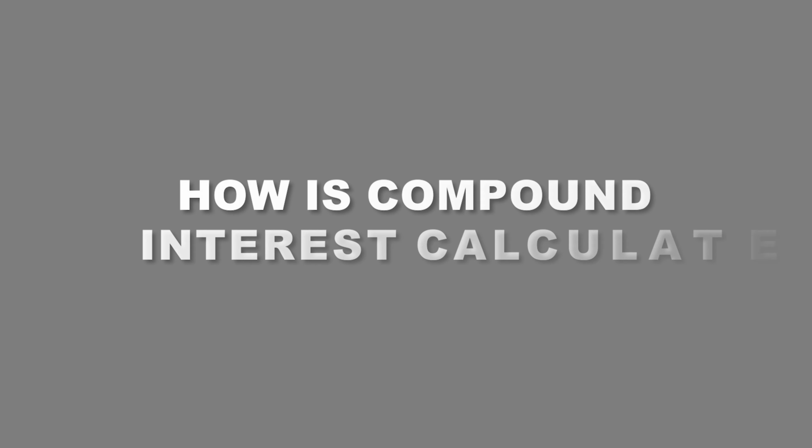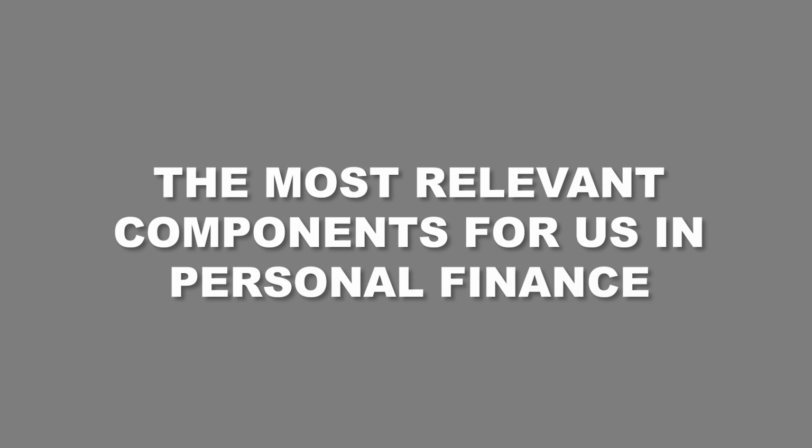That is why in this video we're going to take a closer look at it. We'll start with what compound interest is, how it is calculated, and which of the components are the most relevant for us as personal investors. I will show you where I specifically try to implement compound interest in my investment strategy. Then I will introduce you to the rule of 72. And in the end we will go through some common mistakes that people make when it comes to compound interest.